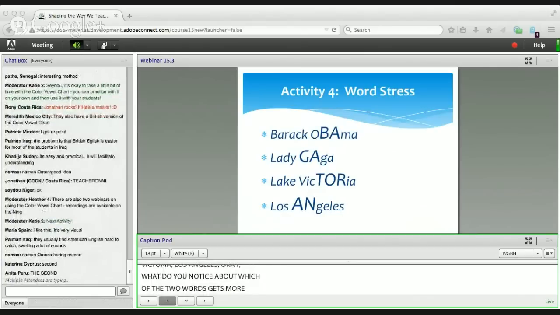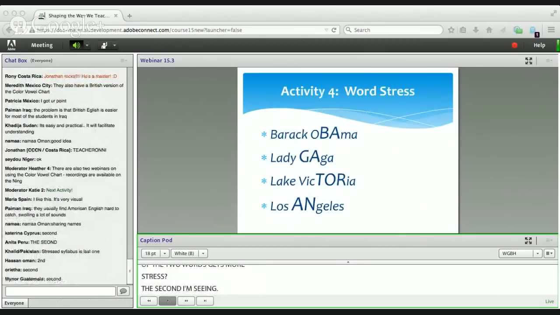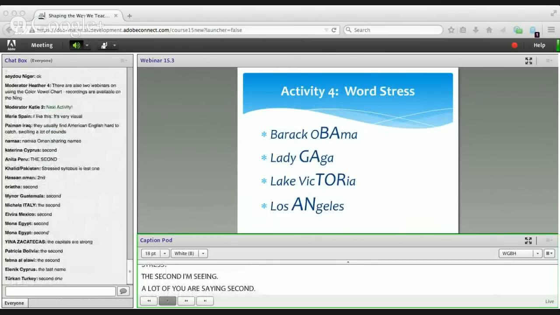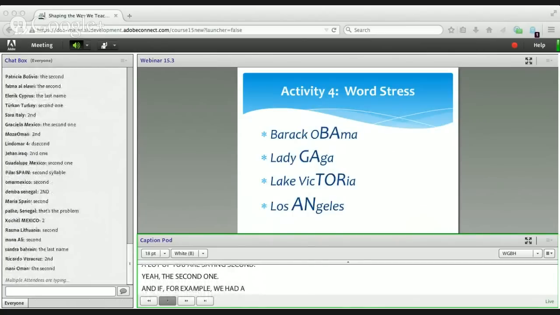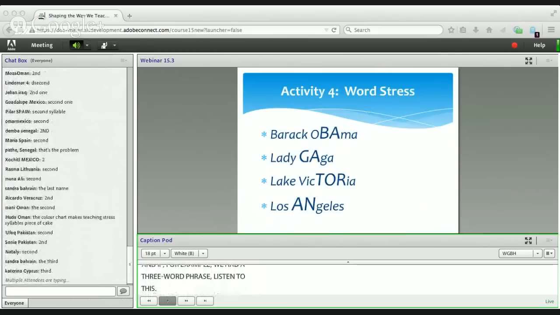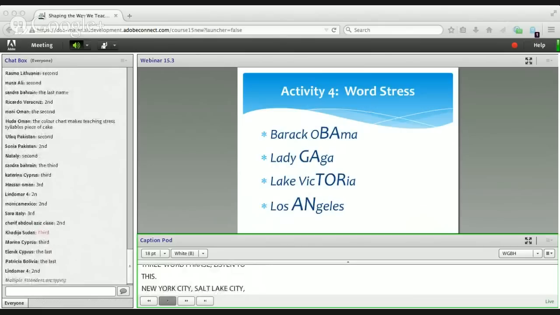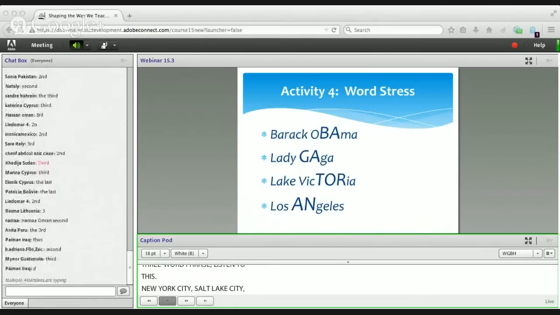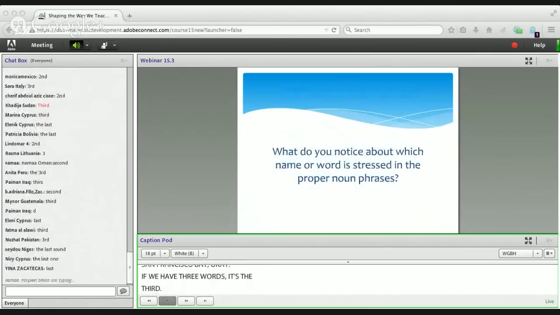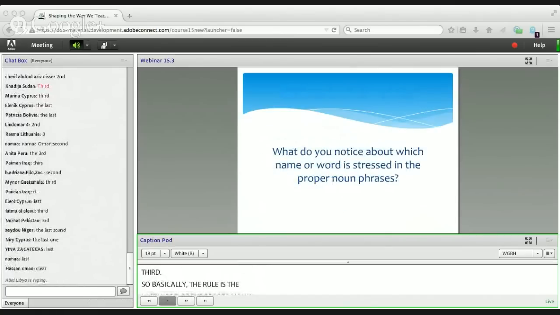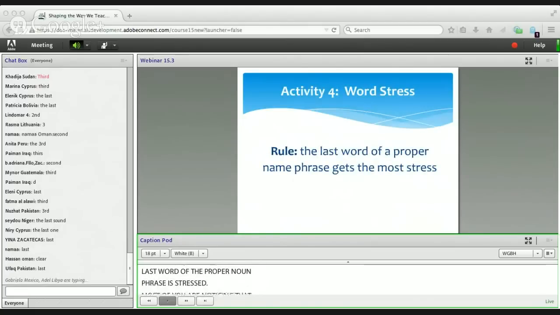The second, I'm seeing. A lot of you are seeing second. Yeah, the second one. And if, for example, we had a 3-word phrase, listen to this: New York City, Salt Lake City, San Francisco Bay, okay? If we have 3 words, it's the third. So basically the rule is the last word of the proper noun phrase is stressed. Sorry, I didn't go to this first, but what do you notice? Most of you are noticing that it's the last word of the proper name phrase that gets the most stress.